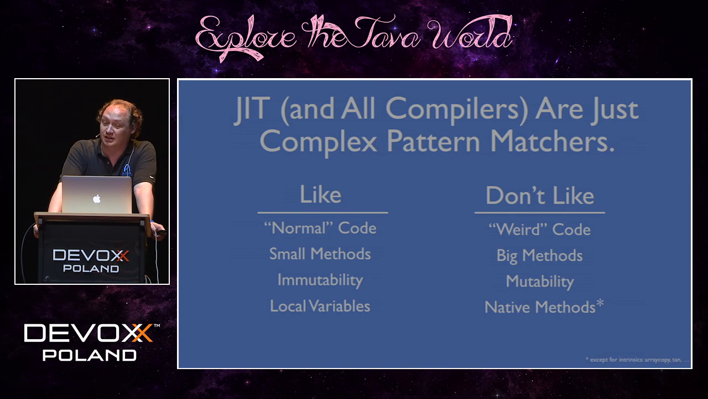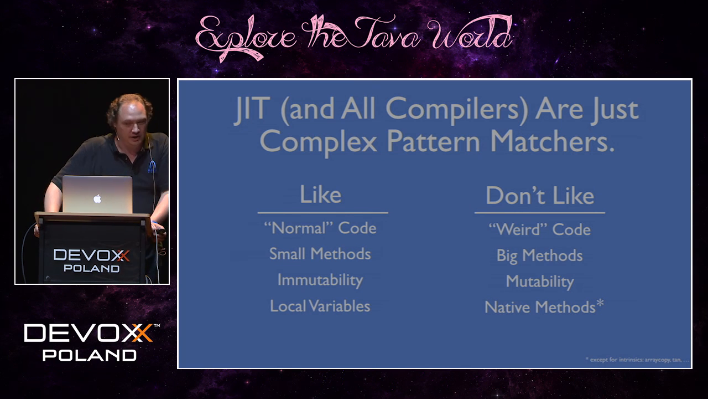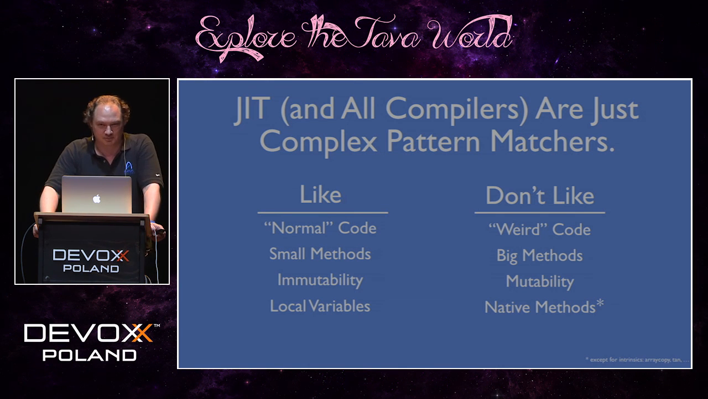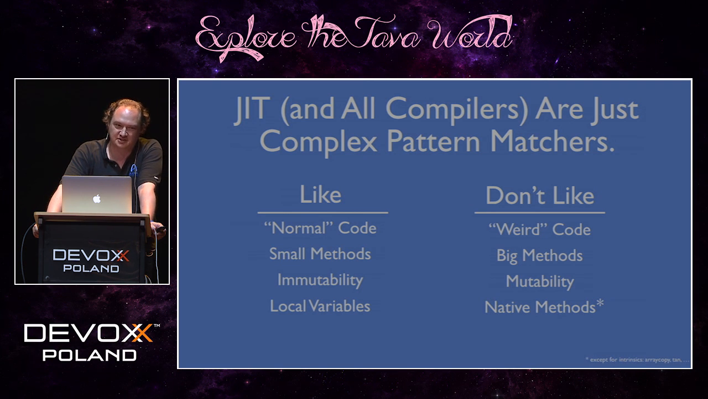So what we actually like is normal code. And normal is defined by you. Whatever most of you are doing, that's normal. We don't like weird code. If you think you're a special snowflake, prepare to be treated as such. We like small methods. We don't like big methods. We like immutability. We don't like mutability. We like local variables. And strangely enough, we don't like native methods. They're black boxes we can't analyze. We don't like them.